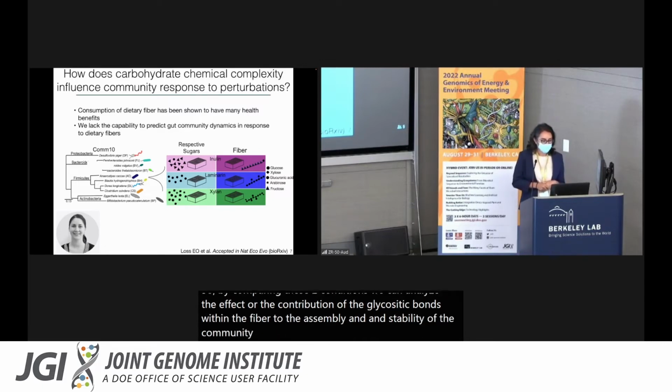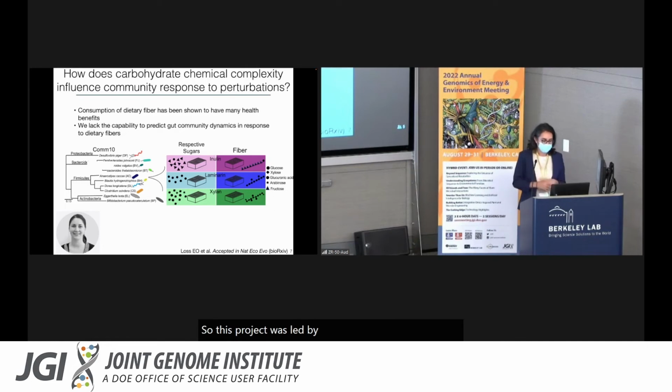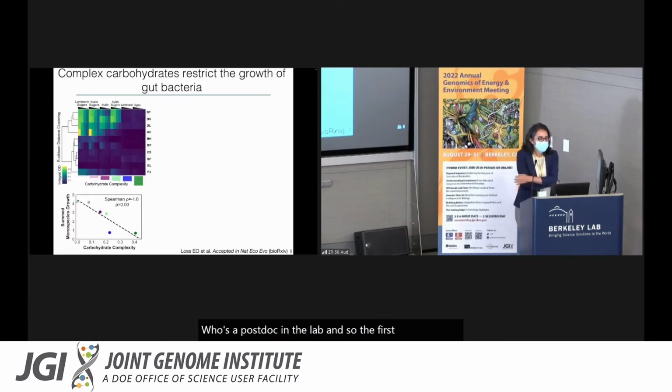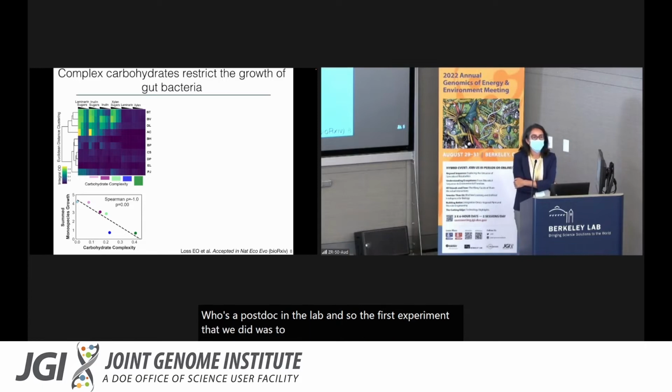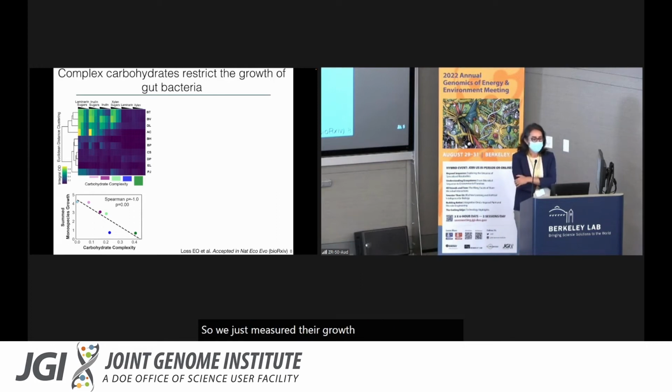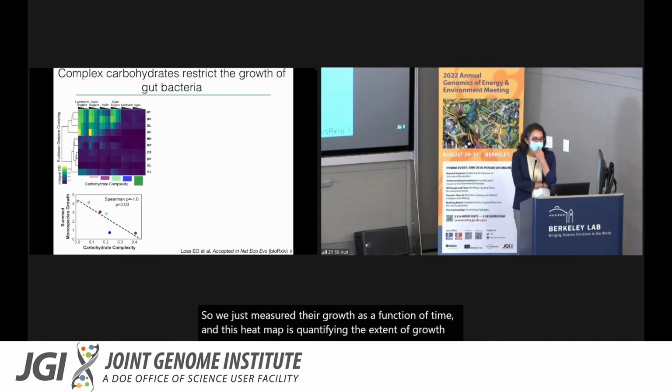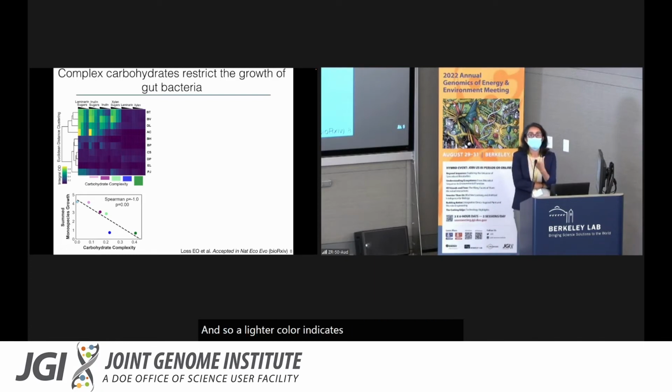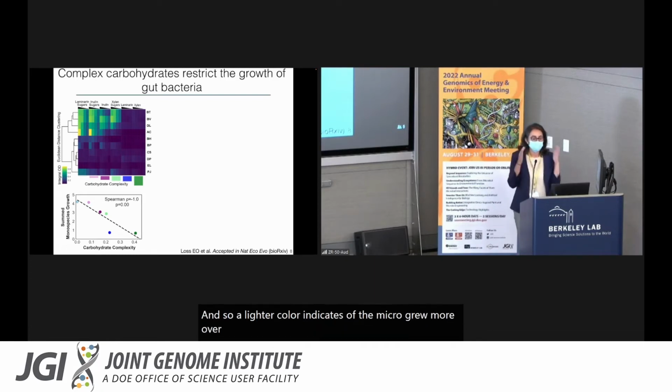So this project was led by, we're still working on it in different directions, by Aaron Ostrom-Loss, who's a postdoc in the lab. And so the first experiment that we did was to look at how these microbes grow in monoculture in response to the fiber. So we just measured their growth as a function of time, and this heat map is quantifying the extent of growth. And so a lighter color indicates that the microbe grew more over a defined time window.